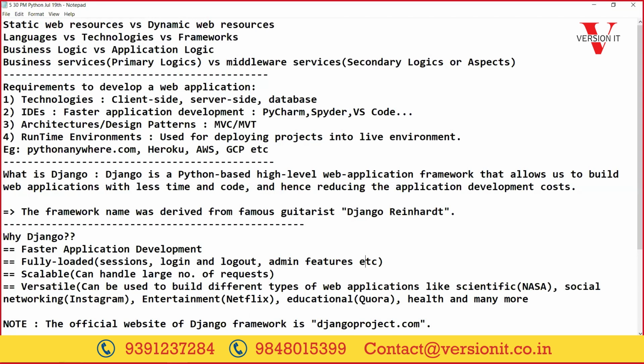So the advantage of Django, when compared to Java frameworks or PHP frameworks, is that it can provide services for a larger number of users.